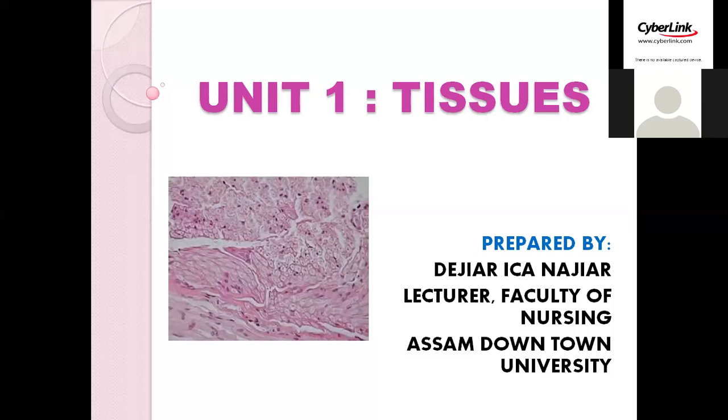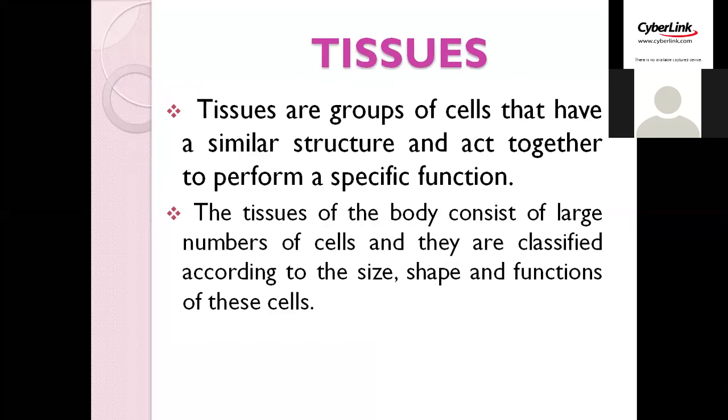We usually have four types of tissue: the epithelial tissue, the connective tissue, the nervous tissue, and the muscle tissue. All these we'll be discussing one by one. So what are tissues? These are groups of cells that have a similar structure and act together to perform a specific function. You'll learn this in more detail when we go to each type of tissue. Those with a similar structure combine together and also have a specific function.